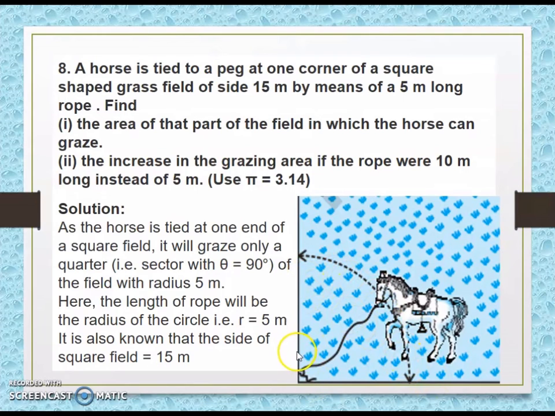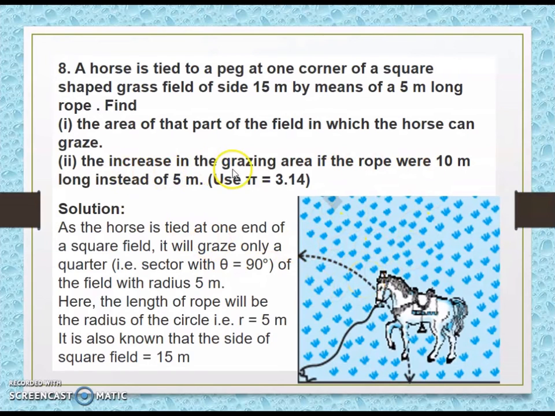It will form a quadrant because we know that for a square, the angles are all 90 degree each. So at this vertex, the angle formed is 90 degree. It will form a quadrant. So radius will be nothing but the length of the rope, which is already given to you. It is 5-meter long. So using that radius and theta 90 degree, you can find this area of the quadrant which the horse can graze. So 90 by 360 into pi into r square, that is 5 square. So this is area which it can graze.